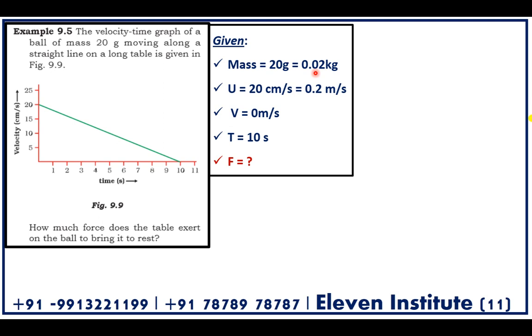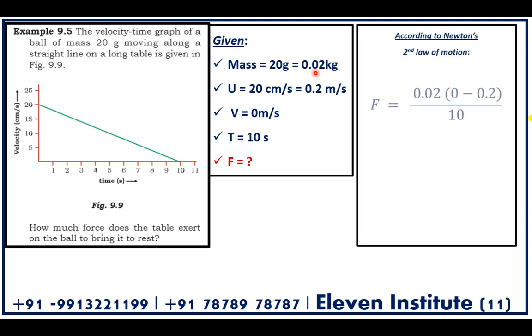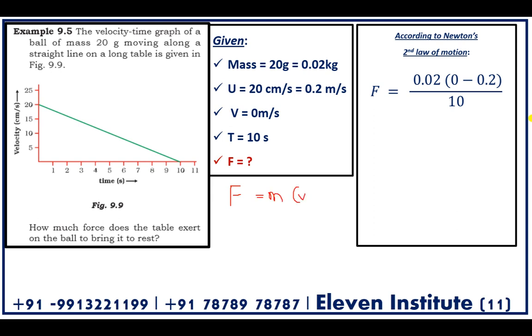Right? So simply again we will use the formula F is equal to m into v minus u upon t. Right? Again the formula is not written over here. I shall write it for you. F is equal to m into v minus u whole divided by time according to Newton's second law of motion. Right? One more thing which is very much clear, that the velocity over here is decreasing. So definitely the force which is applied is negative to the direction of motion.